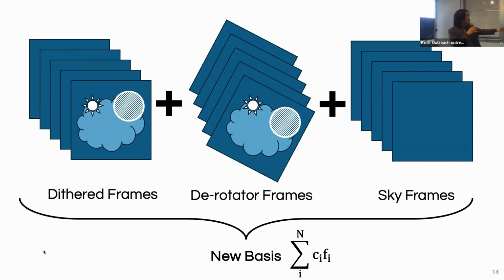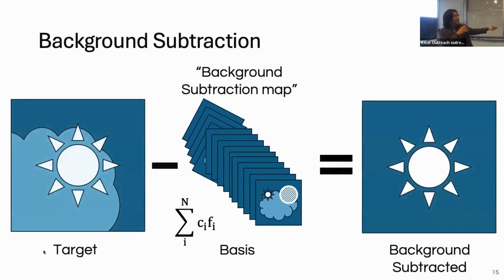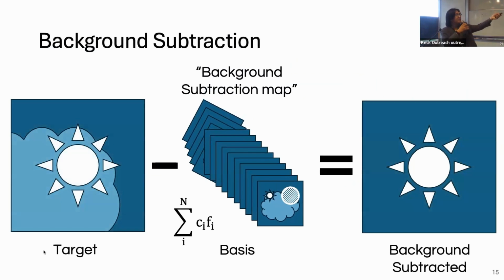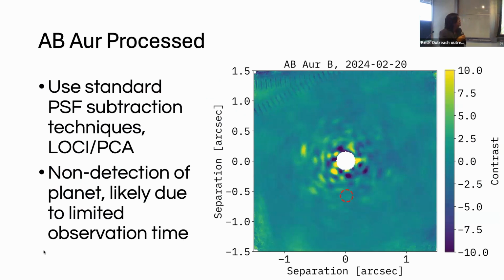And so using this new basis, you construct a background subtraction map by combining a linear combination of these, and do the background subtraction on your science image, and then you end up with your nice background subtracted image. And after doing the background subtraction, you also just do your standard LOCI PCA PSF subtraction techniques.